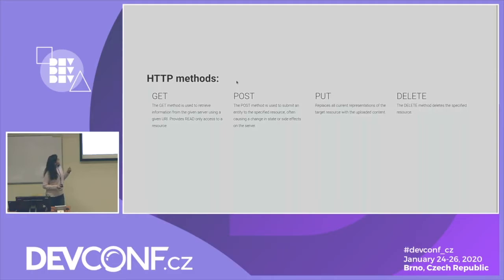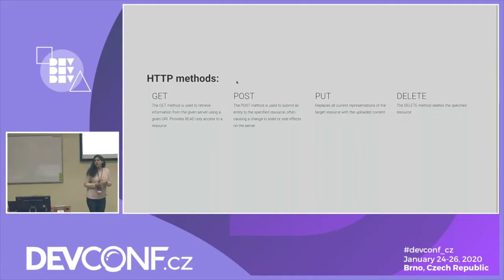Now, the HTTP methods. The GET method is used to retrieve information from the given server using a given URI. It provides only the read access. The GET method corresponds to the read operation. All the 4 methods, they correspond to the CRUD operations we have. GET corresponds to the read. Post method corresponds to the create operation. It's used to submit an entity to a specified resource, and it makes a change in the state.